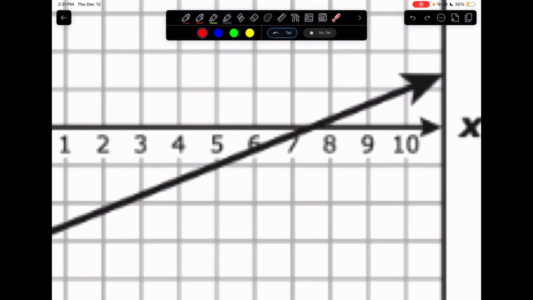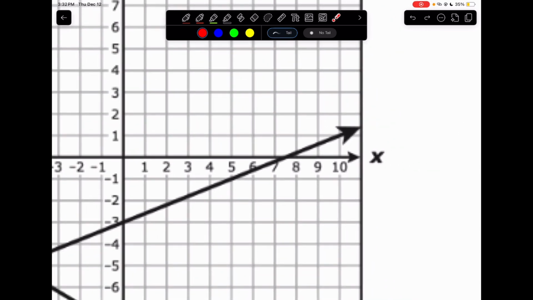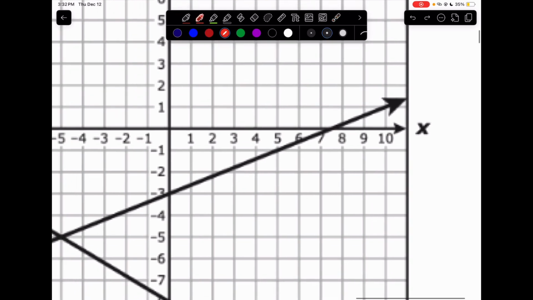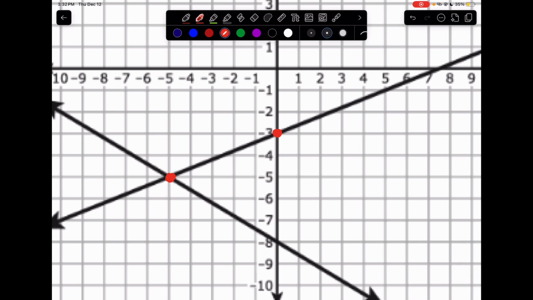So if I zoom in really close right here, that's actually not a pretty point. It looks like it goes through about 7.5 maybe. So let's see, I'm gonna move on. This one looks good though. I do like that. And then this one looks good as well.